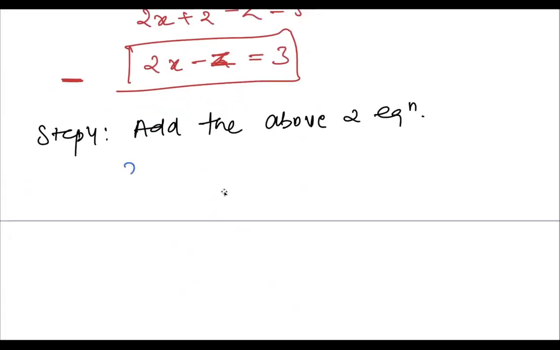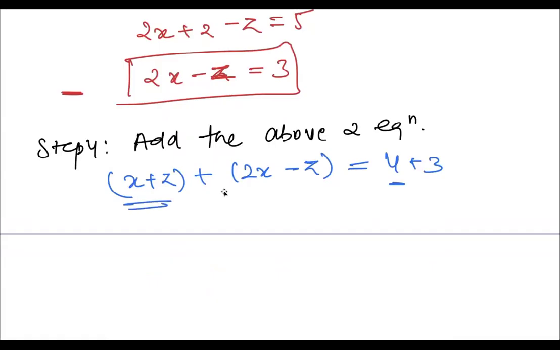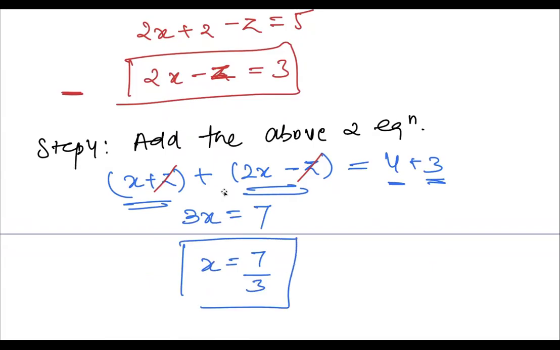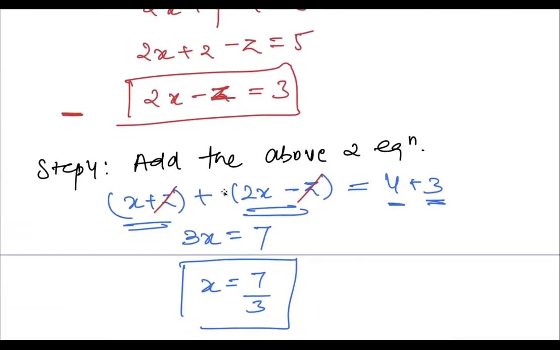So what will I get? x plus z plus 2x minus z is equal to 4 plus 3, because x plus z is equal to 4 and 2x minus z is equal to 3. If you see, this z and this minus z get cancelled out. So what I will be left with is 3x is equal to 7. What is x? 7 by 3. Do you all agree?